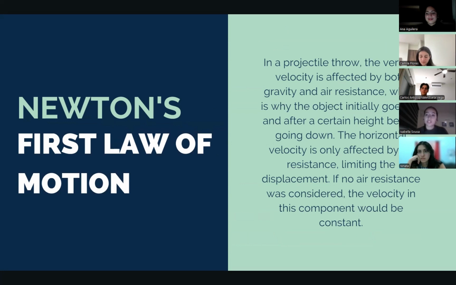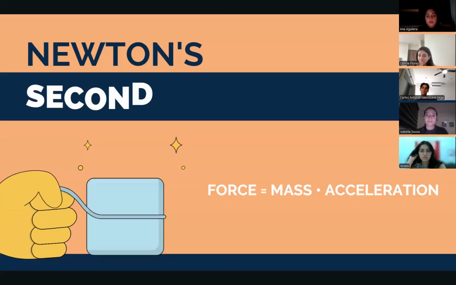In the case of the projectile throw, the vertical velocity is affected by both gravity and air resistance, which is why the ball doesn't continue to go up and up, but is slowed down by gravity and by the air resistance. In the horizontal component, the velocity is only affected by the air resistance, which limits the total horizontal displacement. If no air resistance was considered, the velocity in this component would just be constant.